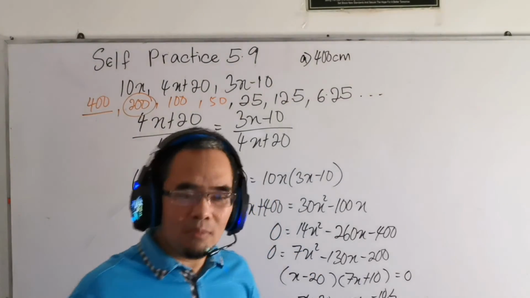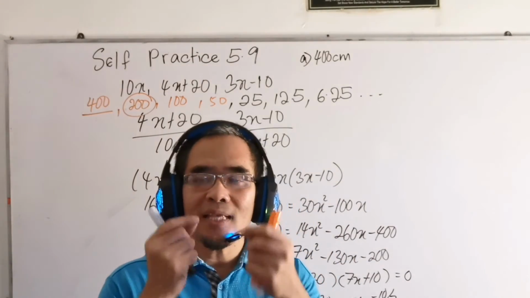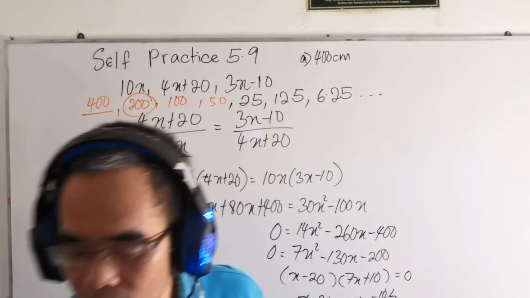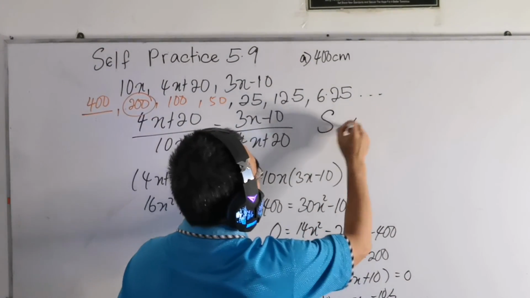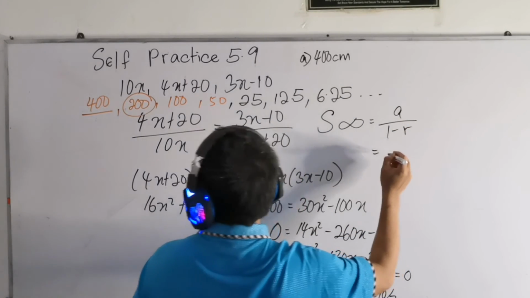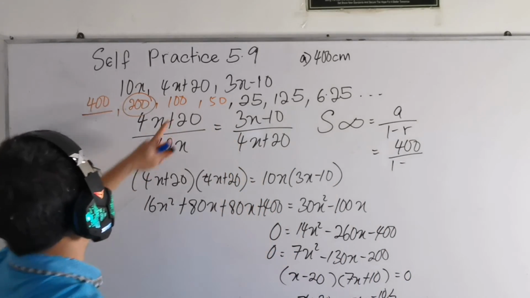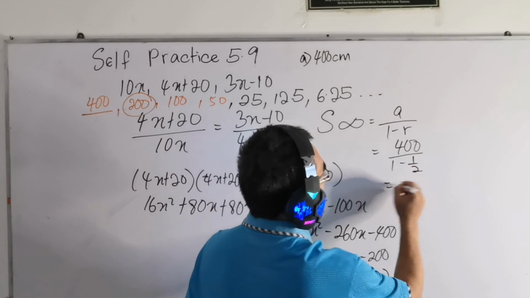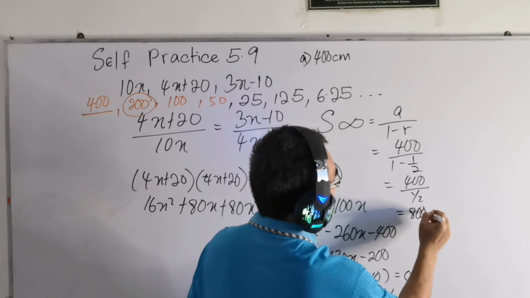So actually it will be to infinity. You are cutting smaller and smaller, but at one instance is very small. Okay, so how to calculate sum to infinity? So sum to infinity will be A over 1 minus R. So A will be 400, and R is 100 divided by 200, which is 1 over 2. So 400 divided by half, so it will become 800.